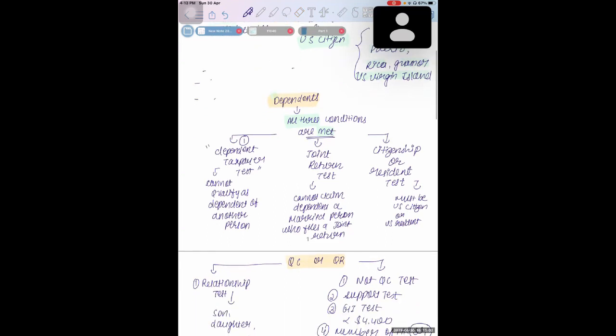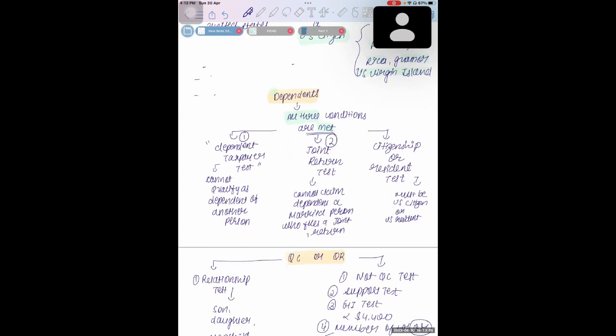Next is the joint return test. What does this test mean? You cannot claim as a dependent a married person who files a joint return. Let's say child 1 is married to Mrs. Child 1, and both of them are filing a 1040 return in joint status. Now you know what MFJ is, married filing joint return. So if both are filing MFJ, then this child cannot be claimed as a dependent on Mr. A's tax return.